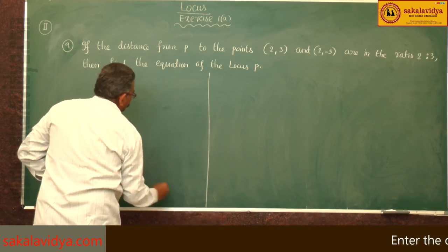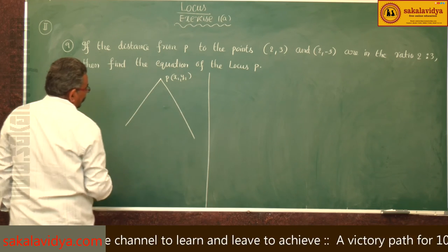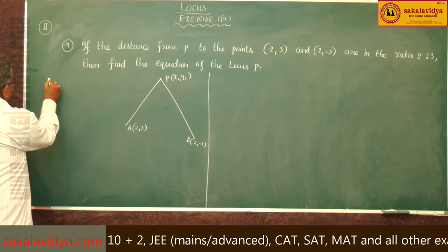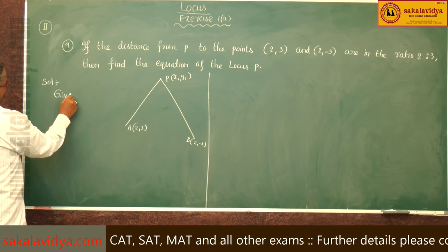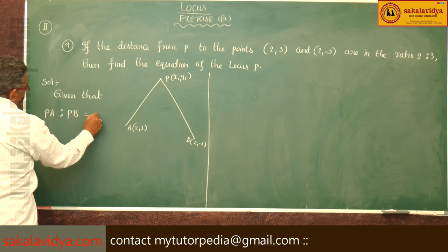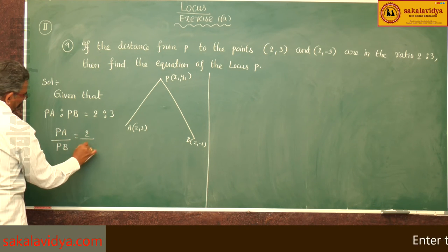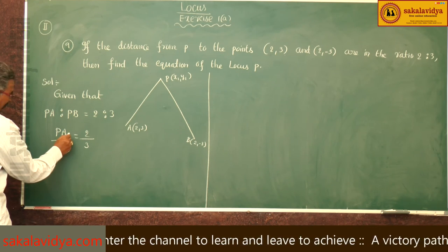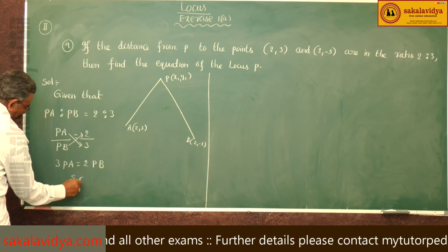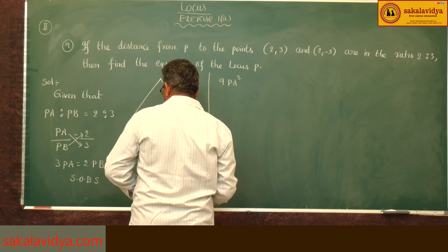So now let us take the figure, P(x1, y1), with the given points (2, 3) and this is (2, -3). So given that, PA is to PB equal to 2:3. That means PA over PB equals 2/3. Cross multiplication takes place: 3PA equals 2PB. Squaring on both sides, 9PA square equals 4PB square.